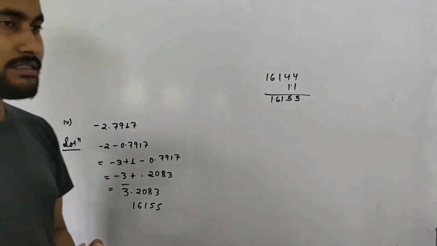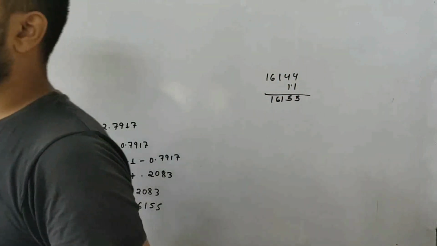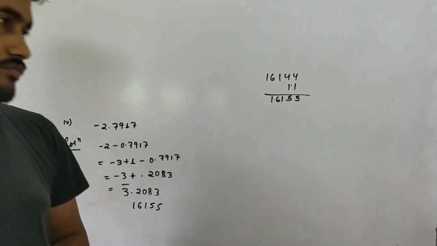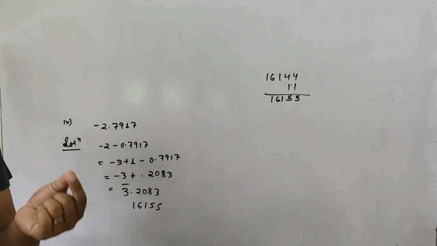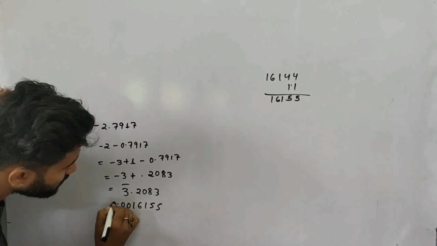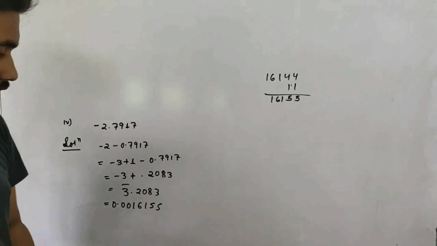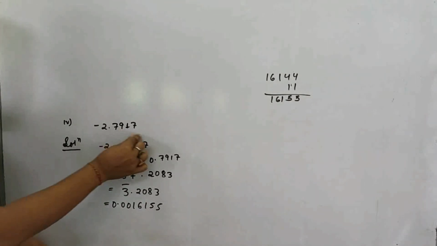Now the question is, characteristic is 3 bar. So when the characteristic comes 3 bar, again the formula was n plus 1, right? So how you can express this one? Means you have to decrease 1. How many? 2 zeros, or not? 2 plus 1, isn't it? The value of n will be 2. So how many zeros? 2 zeros, isn't it? So what is the antilog of this? 0.0016155.